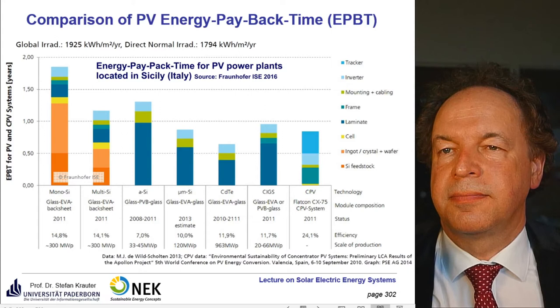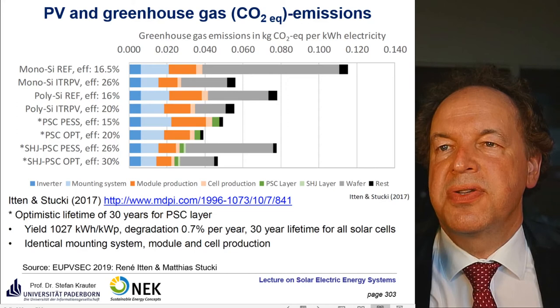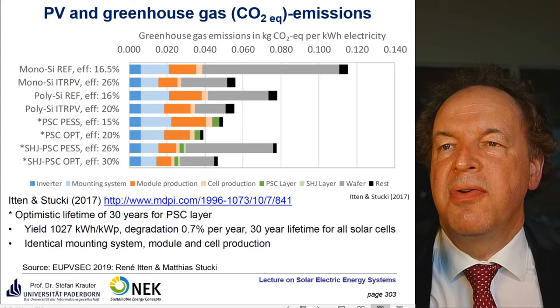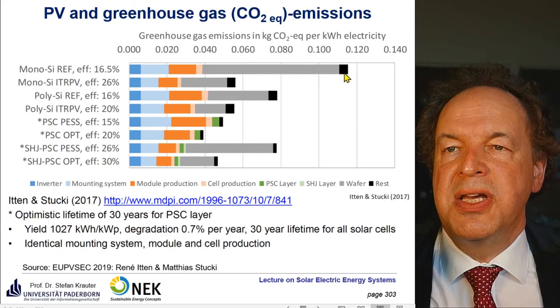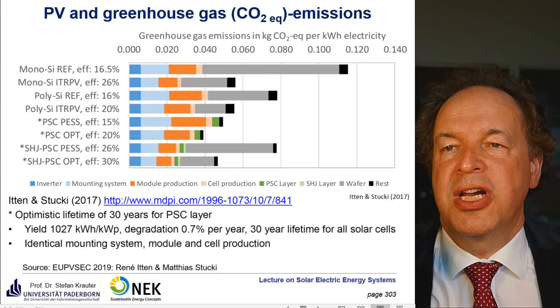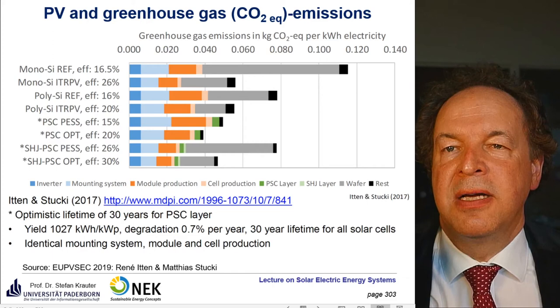Greenhouse gas emissions. As you see here, even if you consider the worst case, monocrystalline silicon with a quite bad conversion efficiency, 16.5%, as I told you, nowadays it's about 18%, you have an emission of 0.11 kilograms per kilowatt hour of generated electricity. To put this in relation, if you have a coal power plant, for example, a lignite power plant, it's 1.125 kilograms per kilowatt hour.